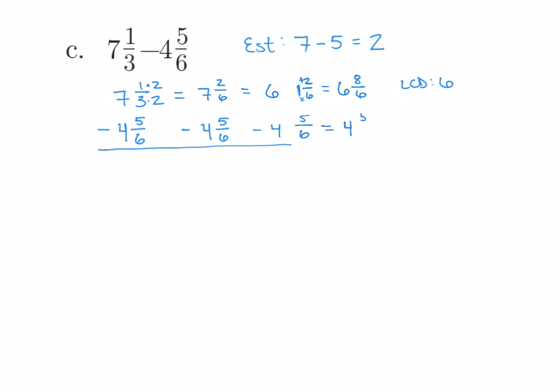Now I can subtract. My larger number is on top. So if we go ahead and subtract now, we get 6 minus 4 is 2. 8 minus 5 is 3. Keep the denominator. All right, so now we do need to simplify. 3 over 6 is not a simplified fraction, so we want to divide by 3. And we get 2 and 1/2.